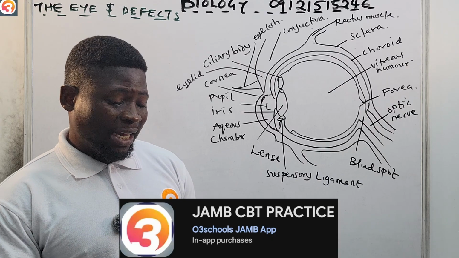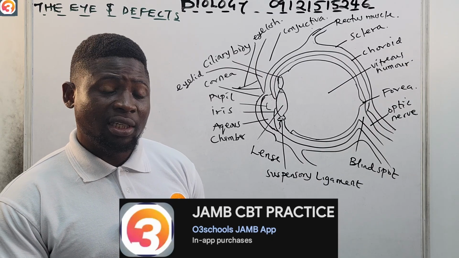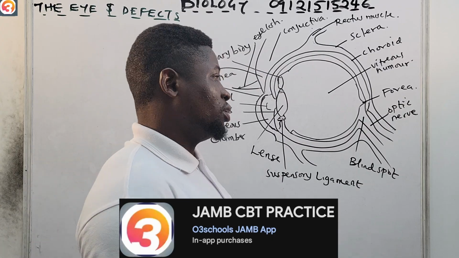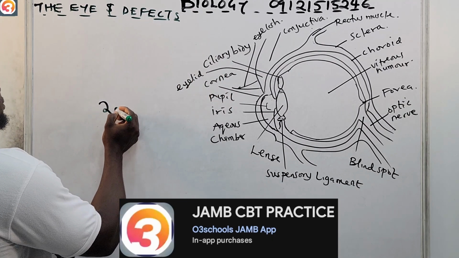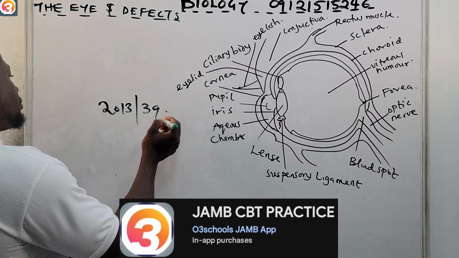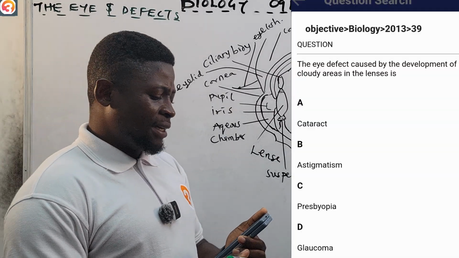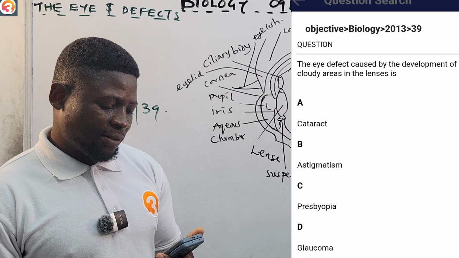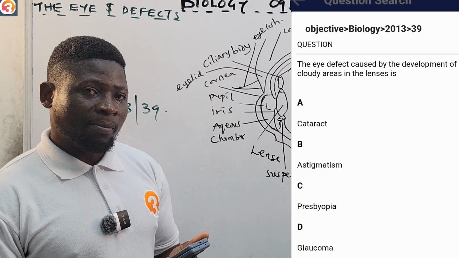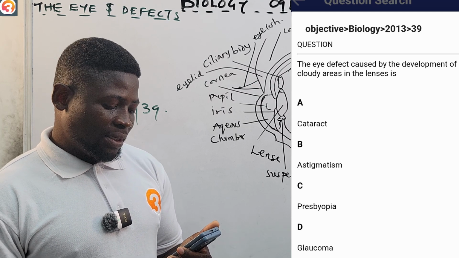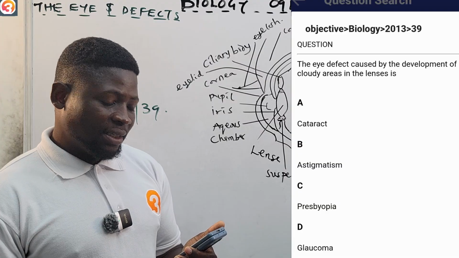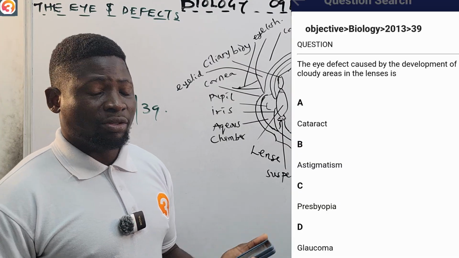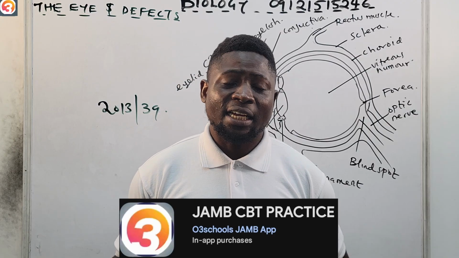Let us see a past question from the JAMB app. This is a 2013 question, number 39. It is being displayed on the screen right now. It says that the eye defect caused by the development of cloudy areas in the lenses is: A, cataract; B, astigmatism; C, presbyopia; D, glaucoma. We'll come back to this question and many more at the end of the class.